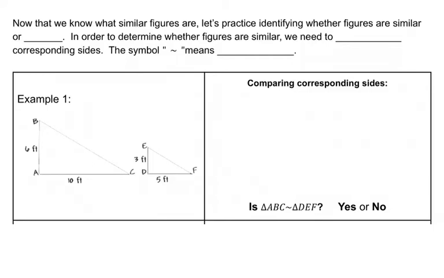Now that we know what similar figures are, let's practice identifying whether figures are similar or not. In order to determine whether figures are similar, we need to compare corresponding sides. The symbol that is just like a little squiggly means similar to. So let's jump into this problem, example 1.